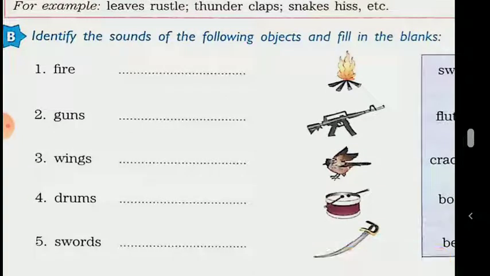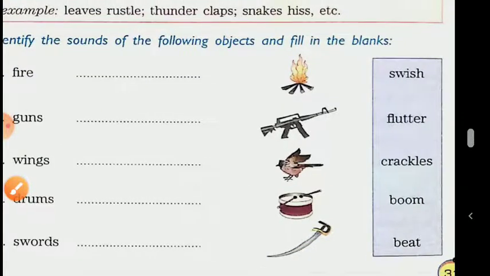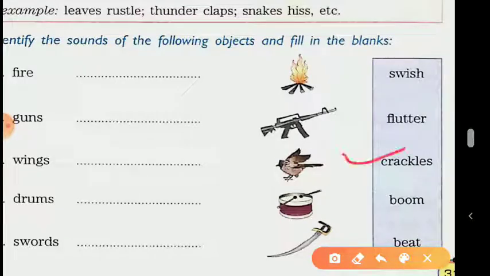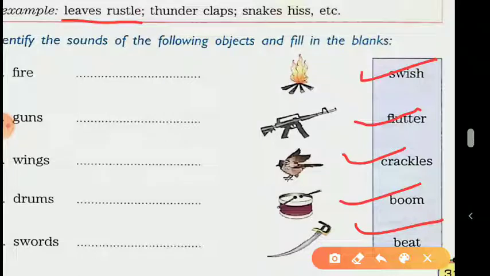Fire, crackles, guns, boom, wings, flutter, drums, beat, swords, swish. So you need to learn these sound words. Leaves rustle, thunders clap, snakes hiss, fire crackles, guns boom, wings flutter, drums beat, swords swish.